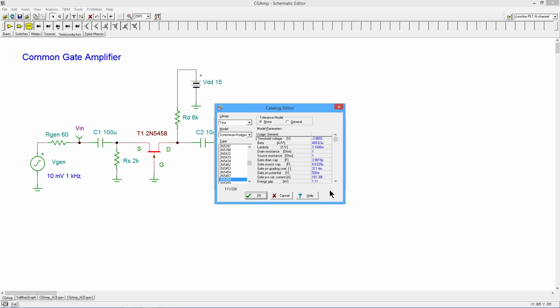Names are a little bit different, but it's what we need. So the first one at the top is the threshold voltage. That's VGS off, right? VGS off is the point where the VGS turns off the current, the drain current.